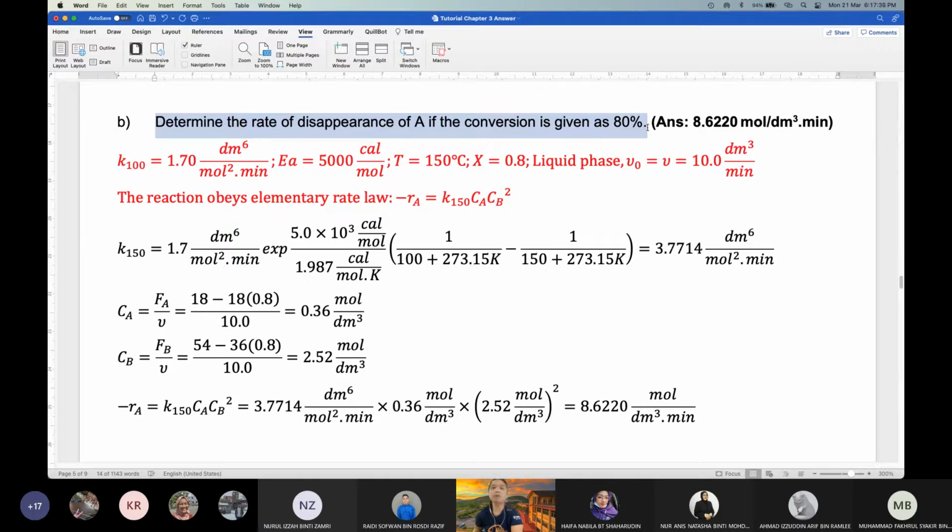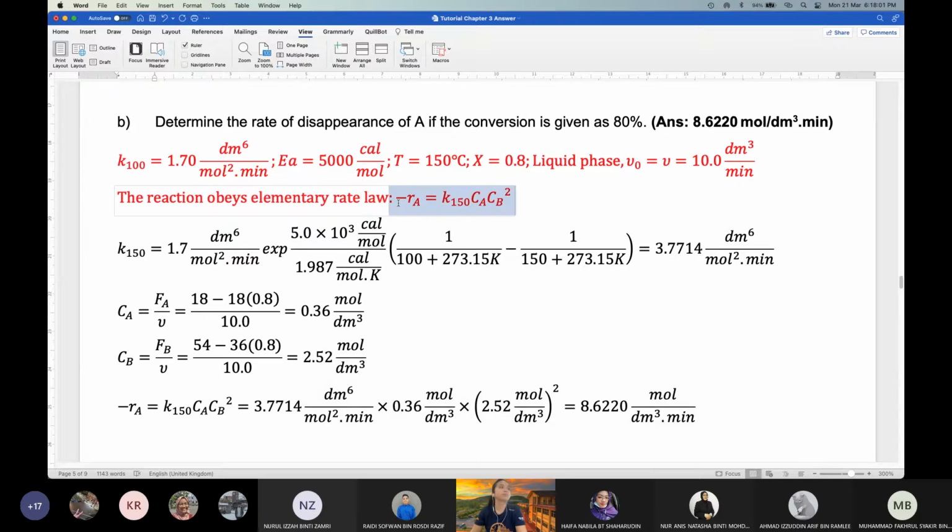So what do they want us to find? The rate of disappearance of A, minus RA. They want us to find minus RA and they tell us X is now 80%, X is 0.8. So to find minus RA, it is direct, because our rate law is directly for minus RA. So you derive the rate law first, how we obtain minus RA.